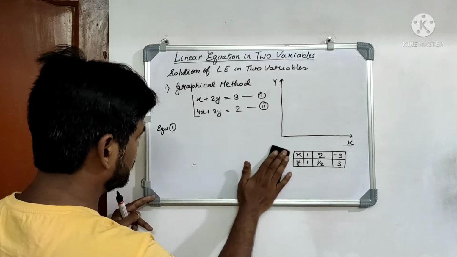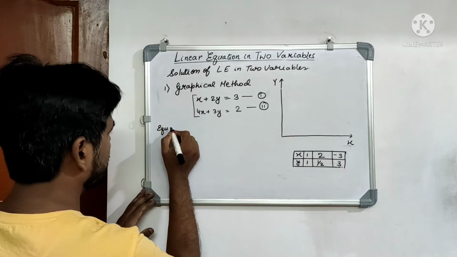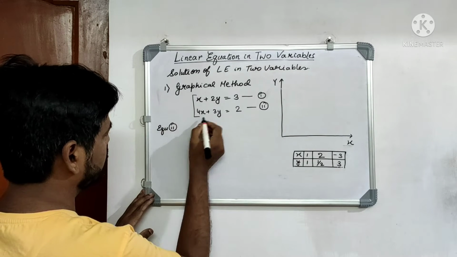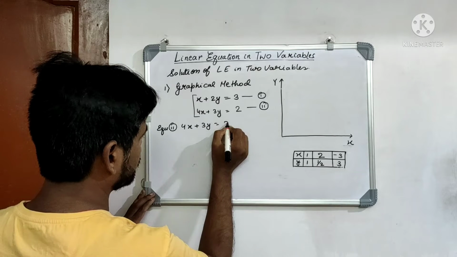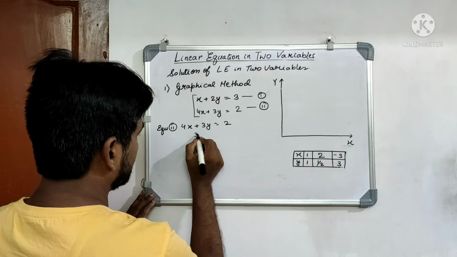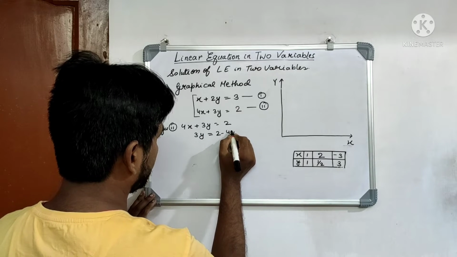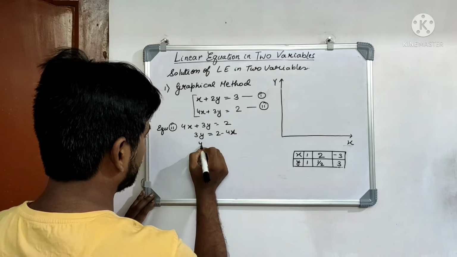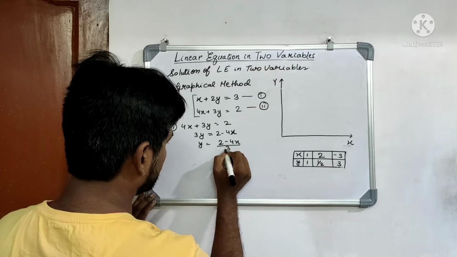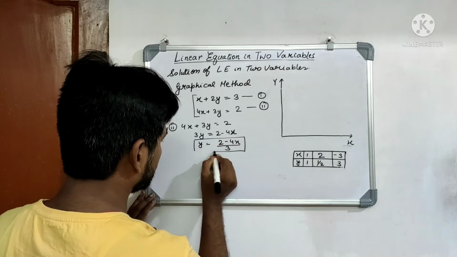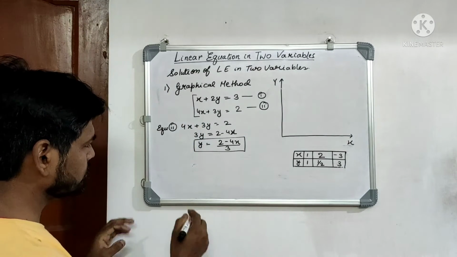Let us find out the values for x and y by substitution method. Equation 2, which says that it has a value equal to 4x plus 3y is equal to 2. Systematically, 3y will be equal to 2 minus 4x. Then we can get y is equal to 2 minus 4x upon 3. So we will be solving this equation so as to get corresponding values in this similar manner.